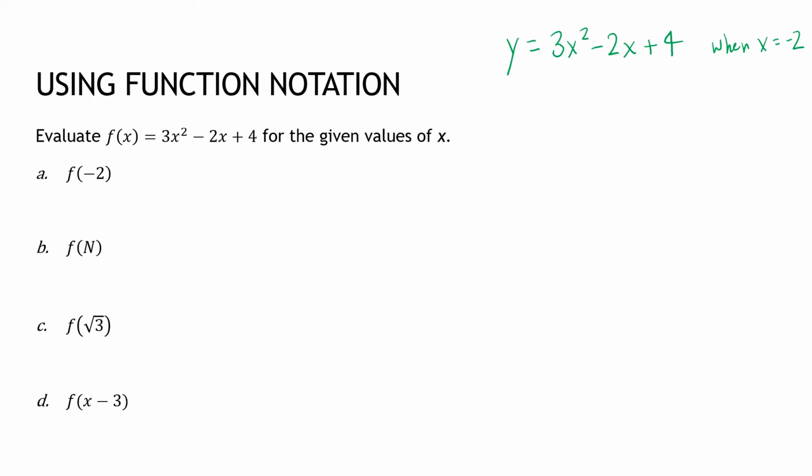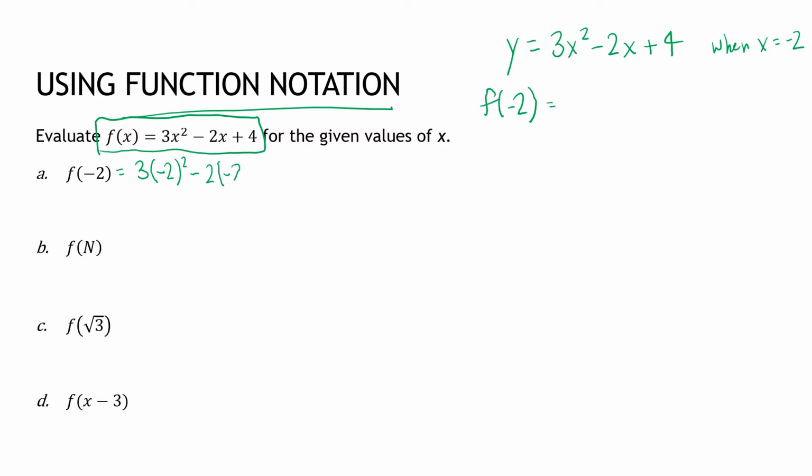So instead what we're doing now with function notation is we're just saying f of negative 2, and then they're asking us to essentially take the function f of x, and every time we see an x, we replace it with negative 2 and evaluate. So this one would be 3 times negative 2 quantity squared minus 2 times negative 2 plus 4. So I wrote exactly what I had before, but whenever I saw an x, I replaced it with negative 2.